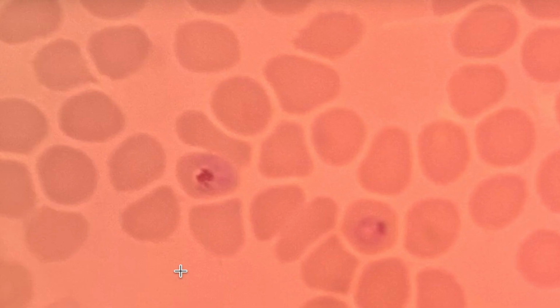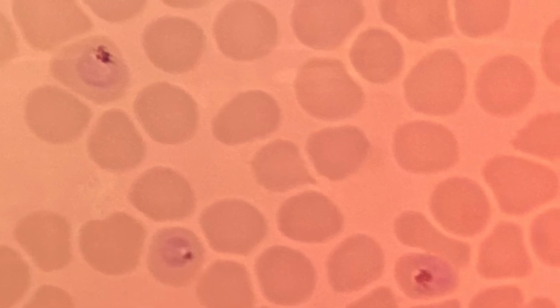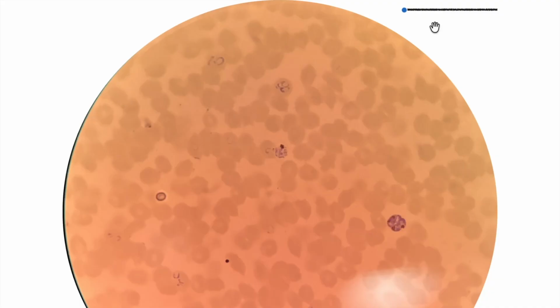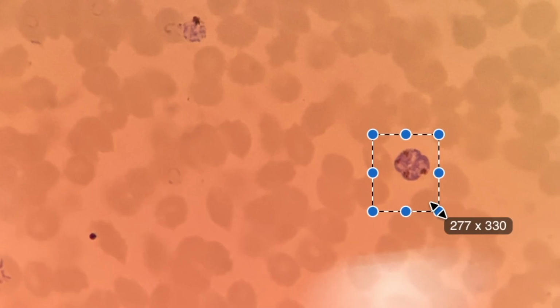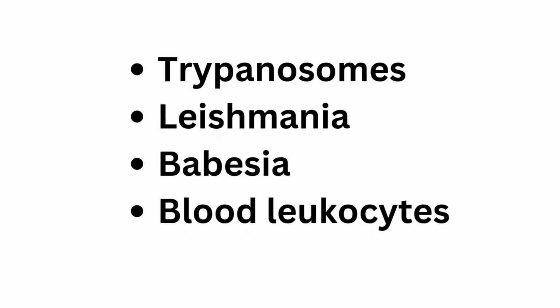Giemsa became dominant because it clearly differentiated malaria parasite chromatin, preserved red blood cell morphology, allowed parasite staging, worked in tropical climates, and had long shelf stability. And it wasn't just for malaria parasites. It also stained trypanosomes, Leishmania, Babesia, and blood leukocytes.